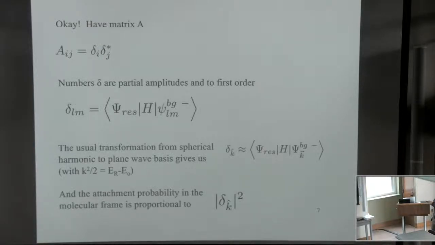These complex numbers here are partial amplitudes. To first order, they correspond to a matrix element between a background scattering wave function and a discrete resonant state. You get these partial amplitudes in the spherical harmonic basis, and you put in the usual transformation to get those partial amplitudes as a function of direction in the molecular frame. And so, with that, the attachment probability in the molecular frame is just the absolute value of that squared.